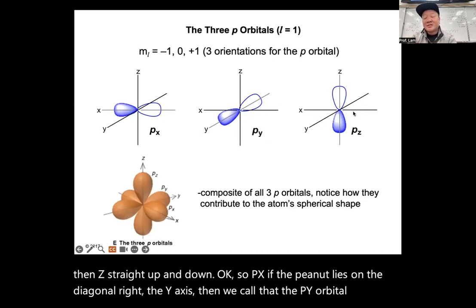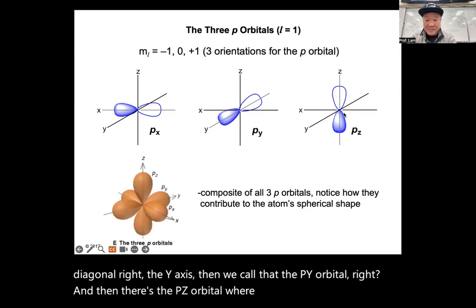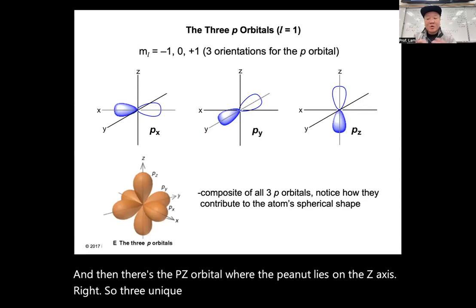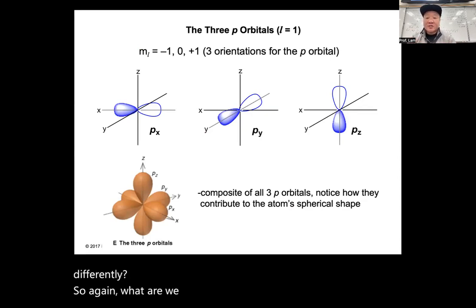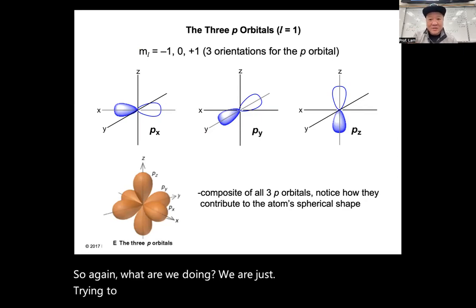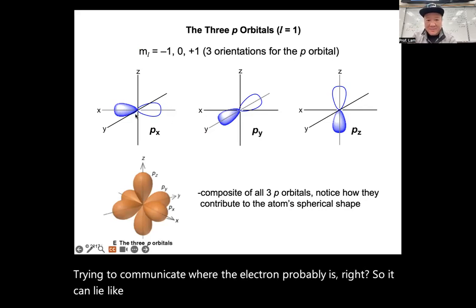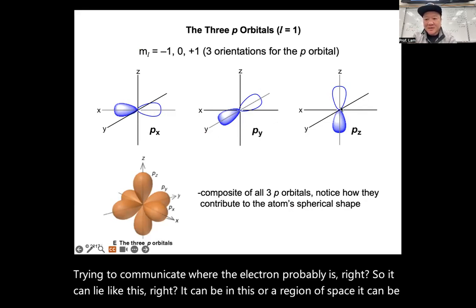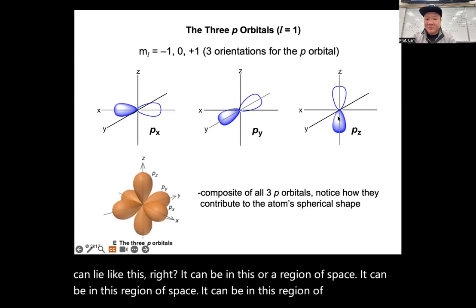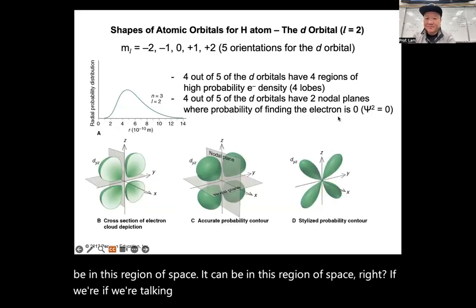And then there's the pz orbital where the peanut lies on the z-axis. So 3 unique orbitals, right? And they're oriented differently. So again, what are we doing? We are just trying to communicate where the electron probably is, right? So it can lie like this, in this region of space, in this region of space, or in this region of space, if we're talking about the p sublevel.